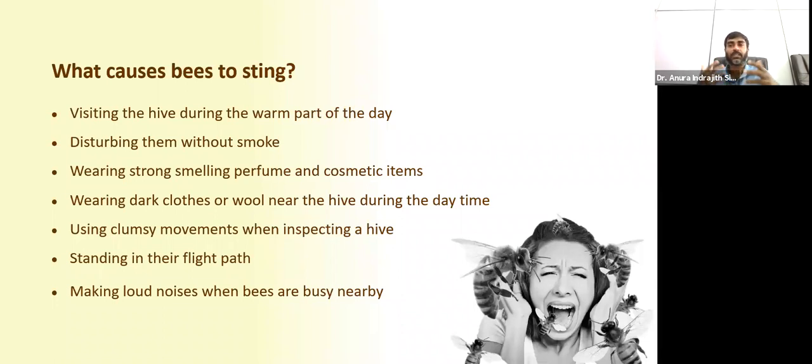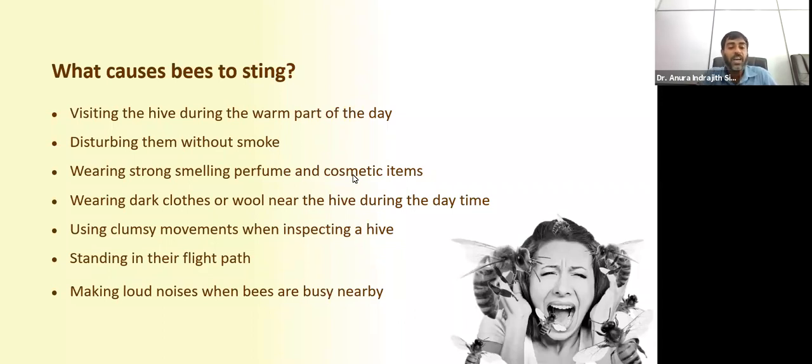There should be some patience within you to handle bees. If you are moving your head or any other body parts very quickly, they will quickly react to you. If you move your hand very quickly, they will definitely come and attack that hand. Likewise, we have to be very careful.